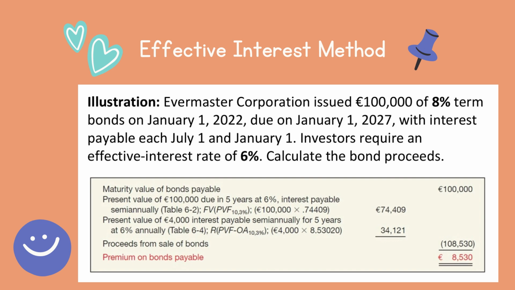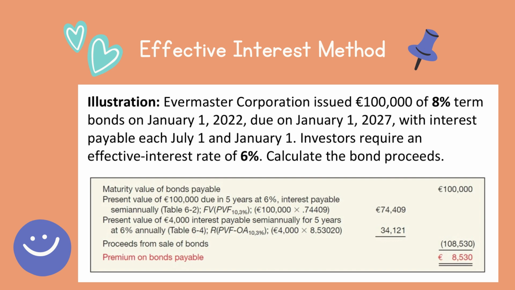Evermaster Corporation issued 100,000 of 8% term bonds on January 1st, 2022. So the 100,000 is the face value, which is the principal amount, the amount that I'm gonna pay at maturity. So today I'm gonna receive the present value. After a certain period of time, I'm gonna pay the face value, which is the 100,000.